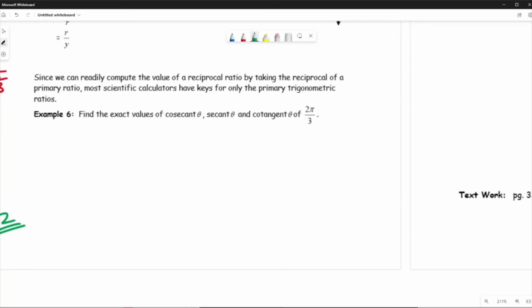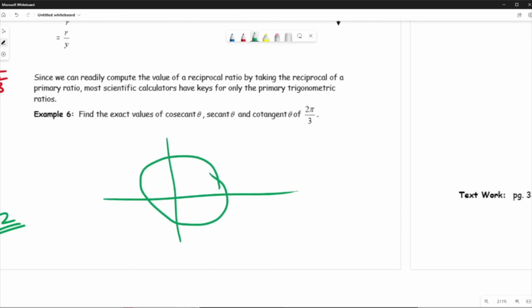Okay, let's sketch this one. Same drawing we just did. This is 3 pi over 3. This is 1.5 pi over 3. I'm trying to draw 2 pi over 3, which is somewhere in between the two. This is 2 pi over 3.